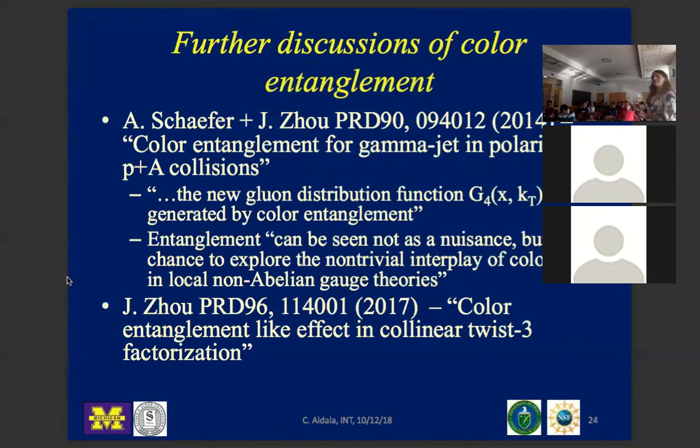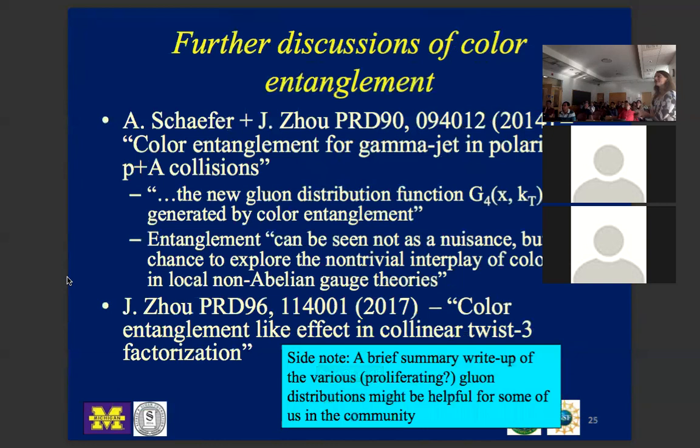And then John Zhao had a follow-up paper in 2017, called Color Entanglement-like Effect in Collinear Twist-3 Factorization. So that would be an area for further development for sure in the upcoming years.